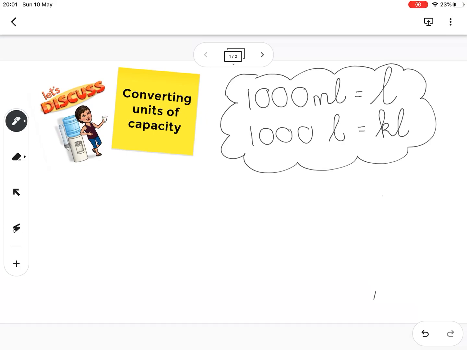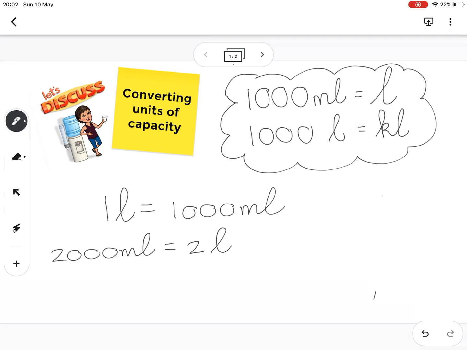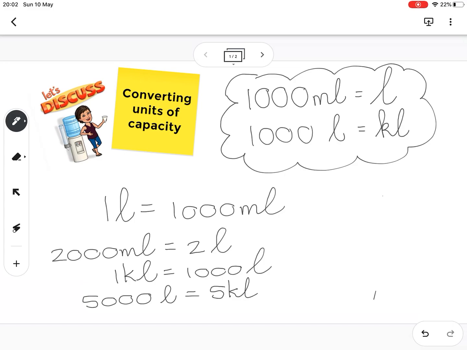All right, so I can say if I have 1 liter, that's equal to 1,000 milliliters. Or I can say, how about saying, well, 2,000 milliliters will be equal to 2 liters. I can say that 1 kiloliter equals 1,000 liters. Or I could say, well, 5,000 liters will be 5 kiloliters. You get the idea.